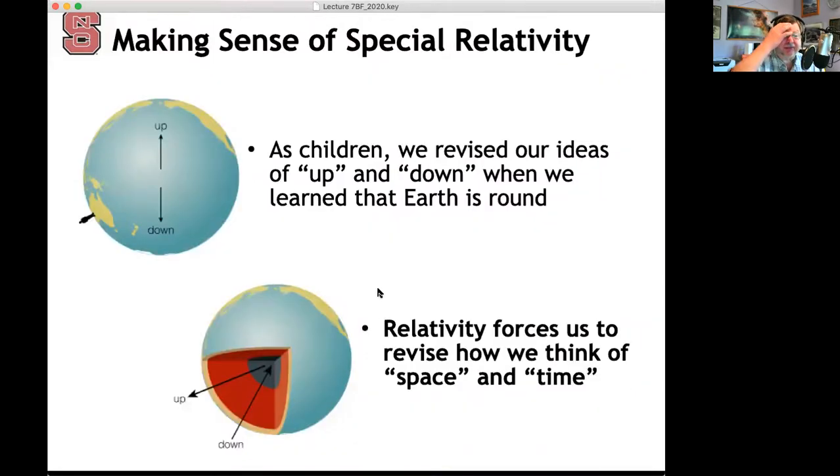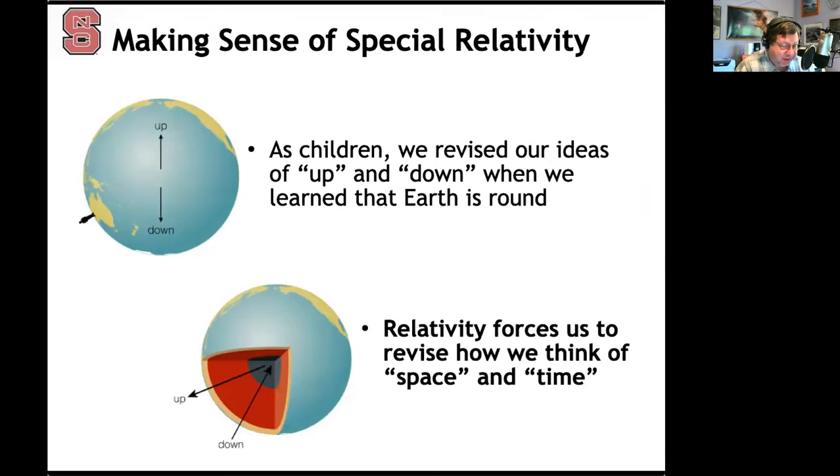So making sense of relativity, one way to think of it is that when we're kids, are the mini quizzes part of the completion grade? No, the polls are not graded.